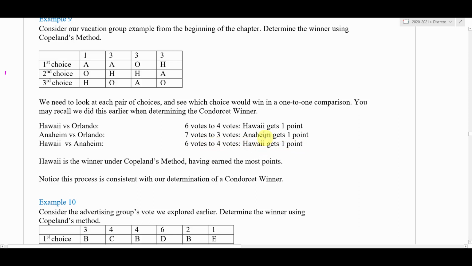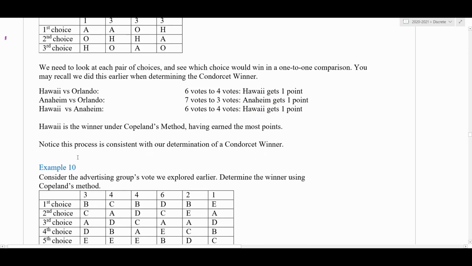All right, and then when we look at that, we would say Hawaii is the winner under Copeland's method, having earned the most points, right? Because Hawaii would get 2 points, Anaheim would get 1, and Orlando gets 0. All right, so notice that this process is consistent with our determination of a Condorcet winner, in that not only is Hawaii a Copeland winner, it is also a Condorcet winner because Hawaii beats everyone else one-on-one. But you don't have to do that in Copeland's method.